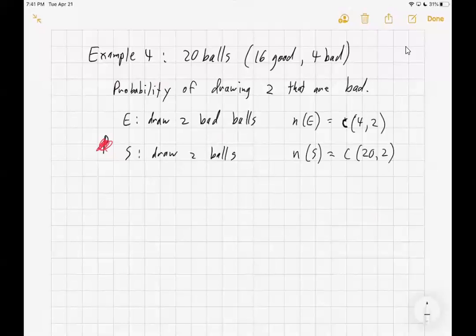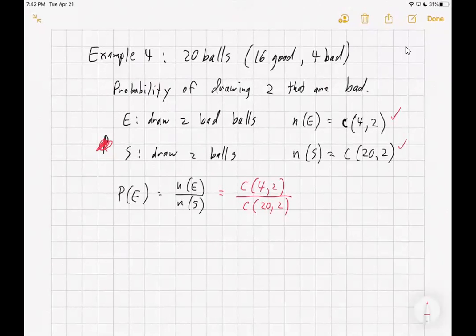So you can see in the book, to get the probability that E would happen, they simply took N of E over N of S. Once again, they just counted up the number of ways we could draw 2 bad balls from a group of 4 bad balls, and the number of ways that we could draw 2 balls out of any number of balls. And they were able to then do the computation. So you would want to just, in your calculator, take the combination of 4, 2. That one you could probably do by hand pretty quickly. And then you could do the combination of 20, 2.